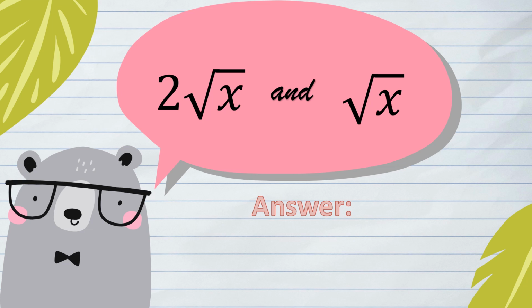Next, we have 2 square root of x and square root of x. Looking at the given, there's no index written here. As I have mentioned, if there's no index given, automatically it's 2, or square. So now we can say that the indices are both the same. Now let's check the radicand. These are all variable x. So definitely we can conclude that this pair of radicals are similar.